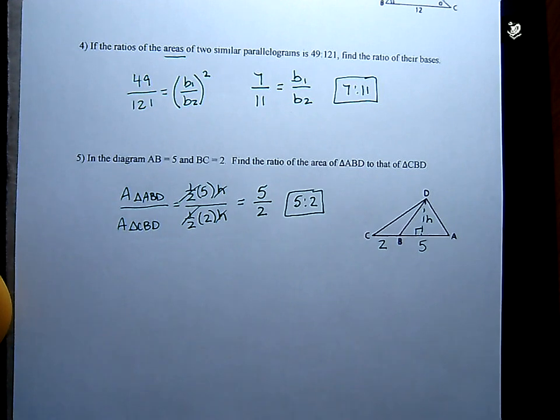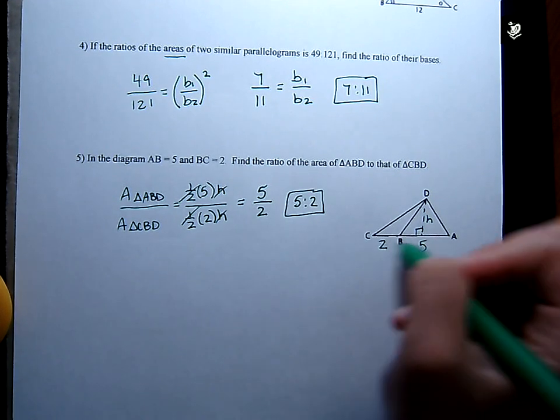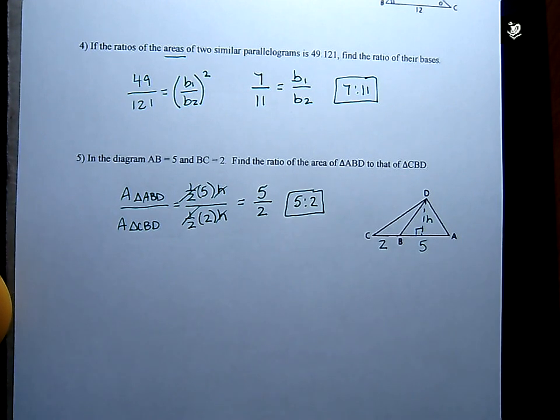So be careful. This was not a median problem. This was different because the two bases are different. So by writing out the areas and canceling out the variables, you're able to see what the ratio of the two areas is. And that is the end of chapter 11.